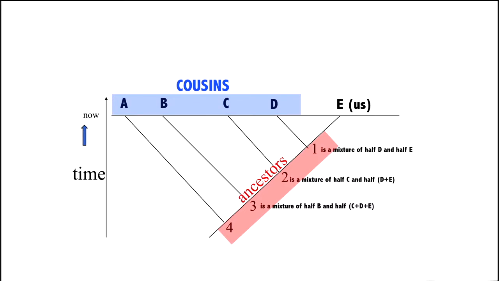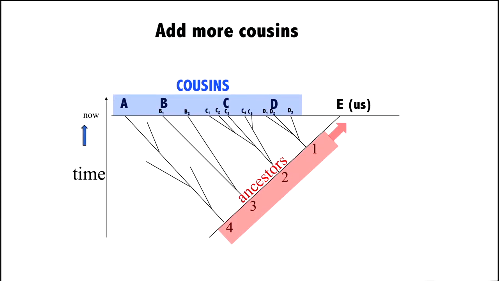Three is a mixture of half B and half C plus D plus E. When I say mixture, it means take a mental picture in your mind of these living creatures, mix them together, morph them, and then combine them. And four is a mixture of half A and half B, C, D, and E. Now, but in reality, we have to add more cousins.